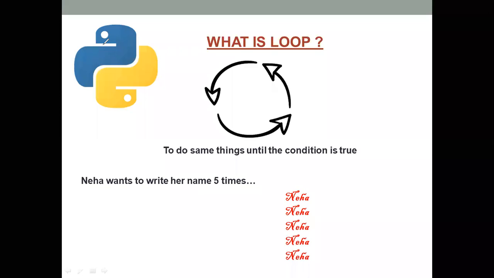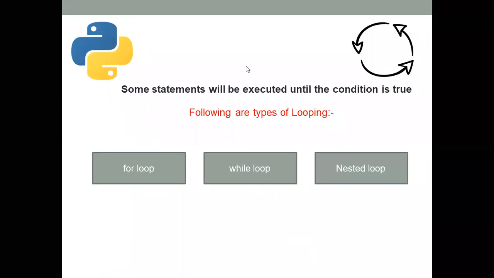Next is the types of loop in Python. Normally the main types of looping in Python are for loop and while loop. And the combination of both is called the nested loop. If one loop contains another loop, this is called the nested loop.